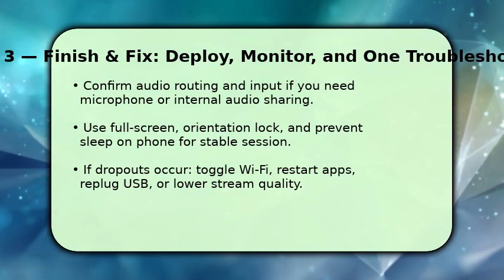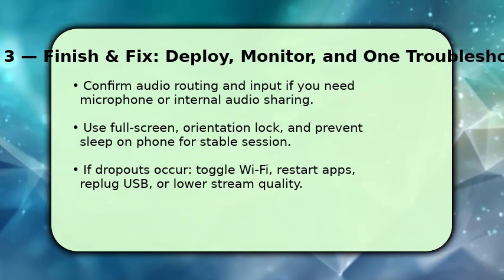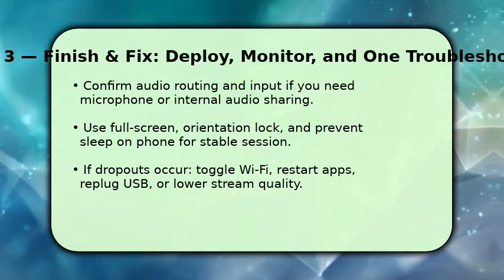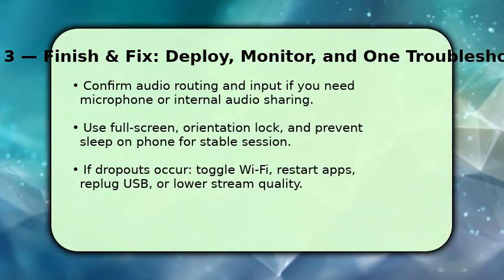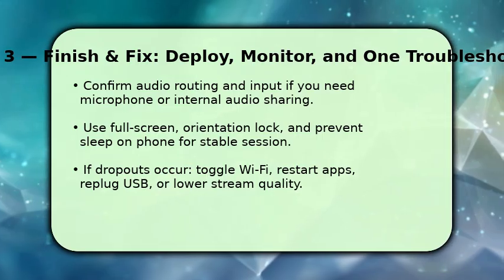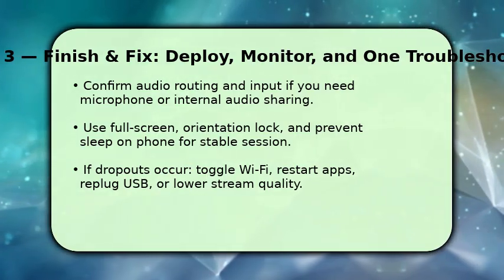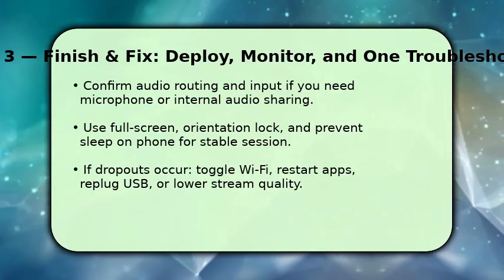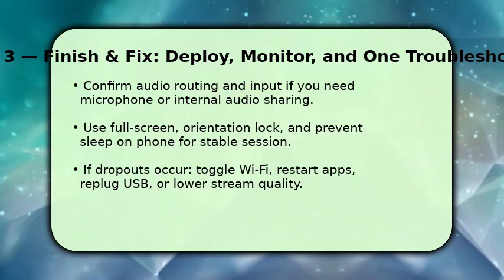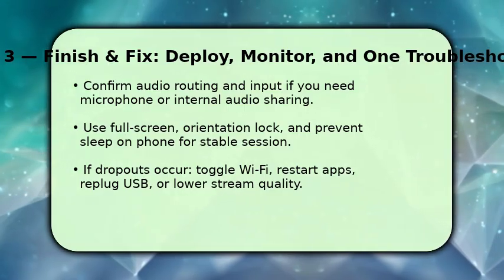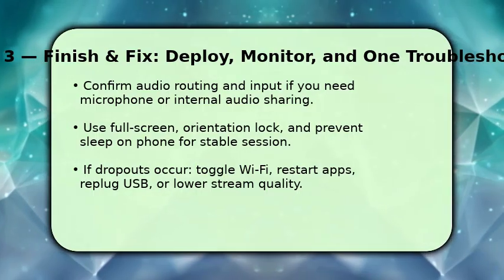To finish, confirm audio routing so the laptop receives internal audio or your mic. Make that selection in the app and the laptop client. Use full screen and lock phone orientation to avoid accidental rotations, and set both devices to prevent sleep during the session. If the stream drops or is laggy, try toggling Wi-Fi on both devices, restart the apps, replug the USB cable, and then reduce stream quality. This sequence usually resolves connection and performance issues quickly.